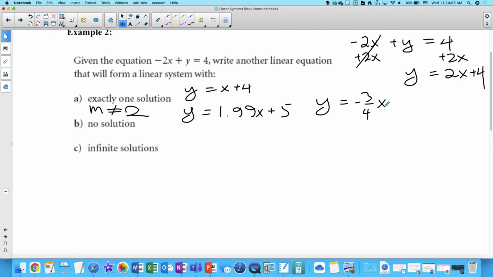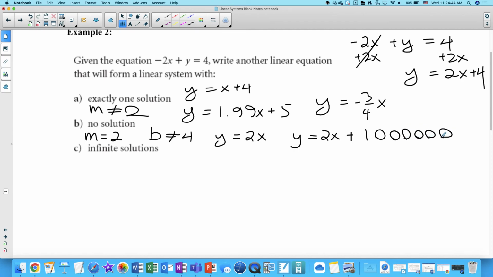If you want no solutions, what are the restrictions? Think about it in terms of the parameters of a line. Yeah. Okay, different y-intercepts. So M has to be the same, 2. B can't be 4. Okay, so you could do y equals 2x. You could do y equals 2x plus 1,000,000. Those would all work, or anything in between.